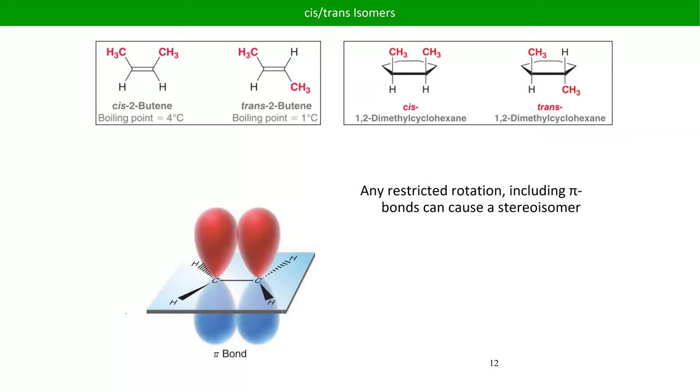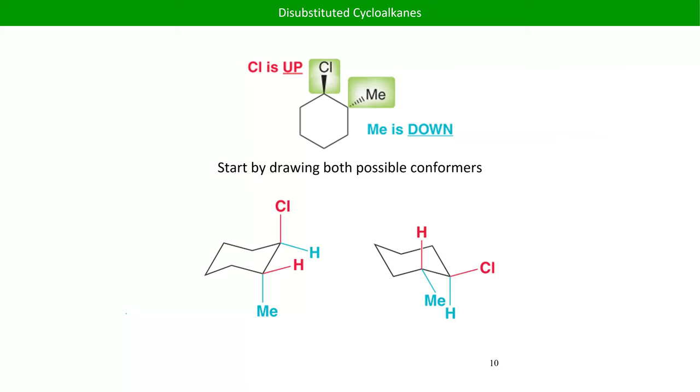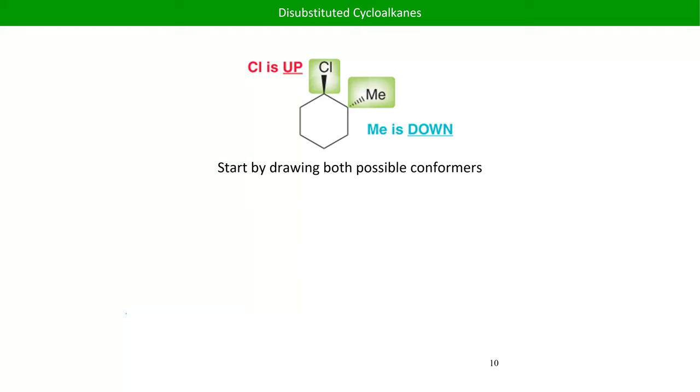That's okay, because for the most part, the biggest thing that I wanted to get through today was talking about these different conformers. So let's look at another disubstituted cycloalkane. Start with this one, it's trans, still 1,2. Start by drawing both possible conformers, and let's figure out which one of them is favored. This one's asymmetric, so one of these conformers will be favored.